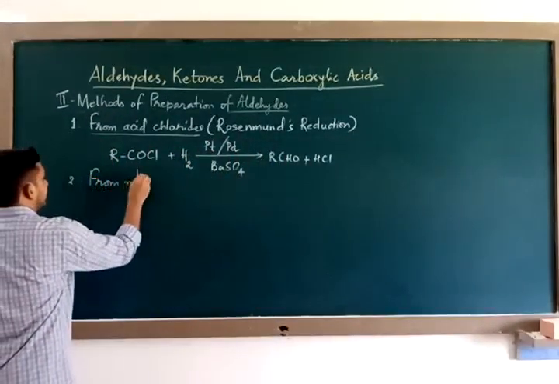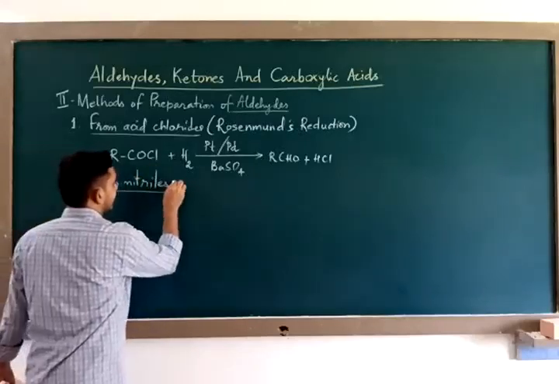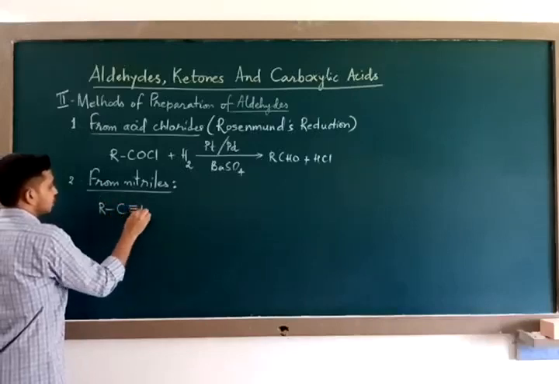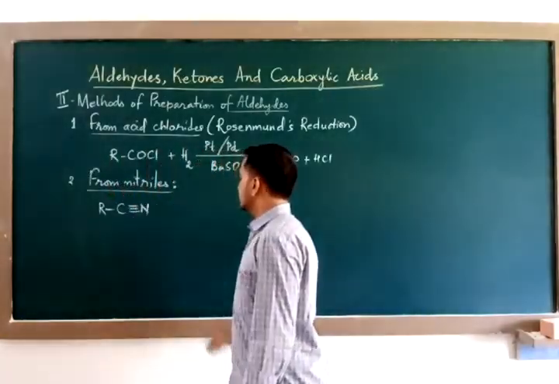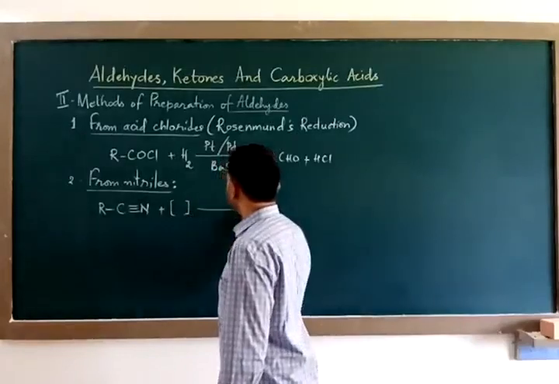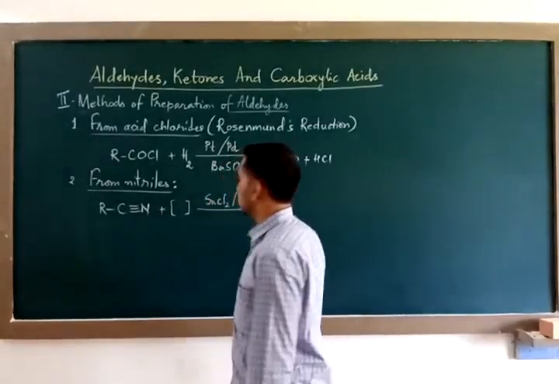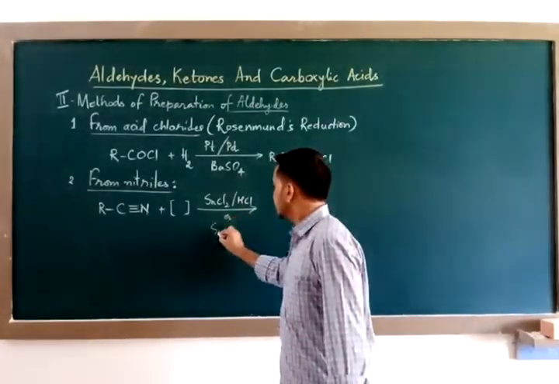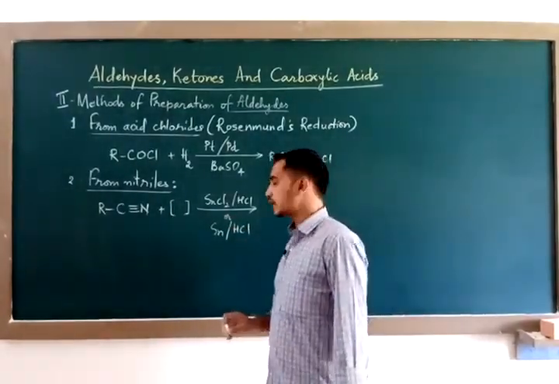The second reaction is from nitriles. Nitriles is the IUPAC name for cyanides. So how are cyanides written? RC triple bond N. It is nitrile. Whenever nitriles are reduced again using stannous chloride and HCl, in some books they prefer to write this as tin in HCl. Both ways are correct.